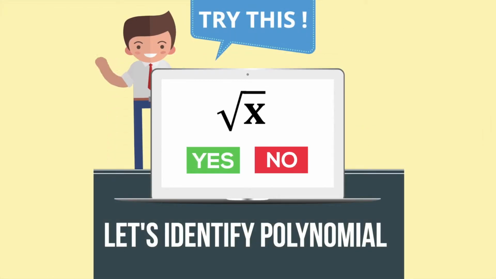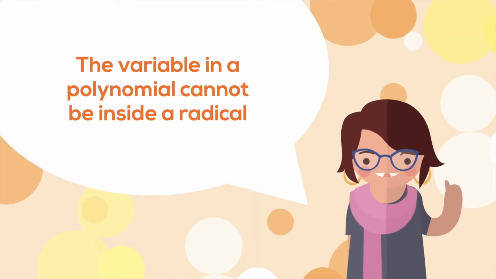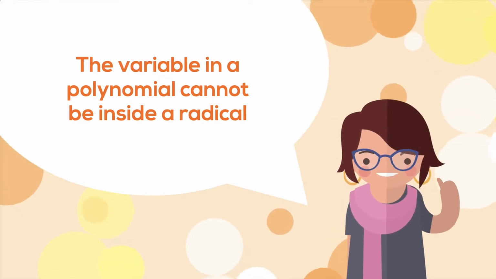Moving on to the third example, square root of x. It is not a polynomial too because variable in polynomial cannot be a radical.